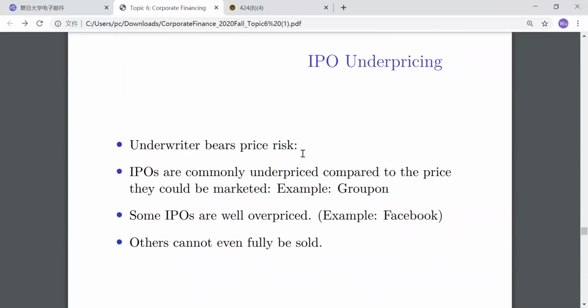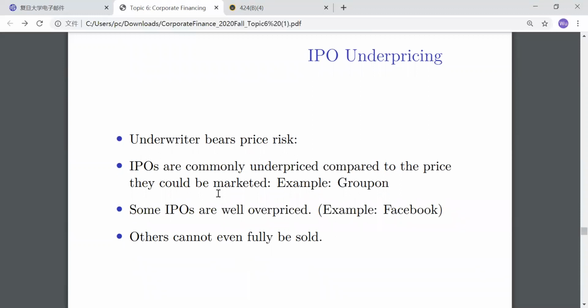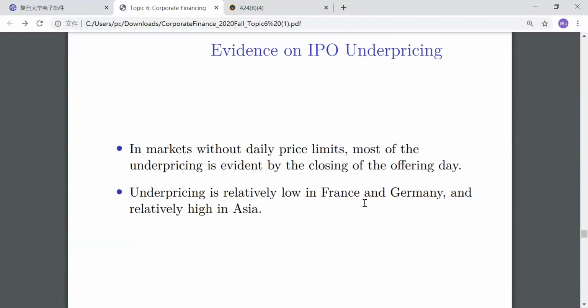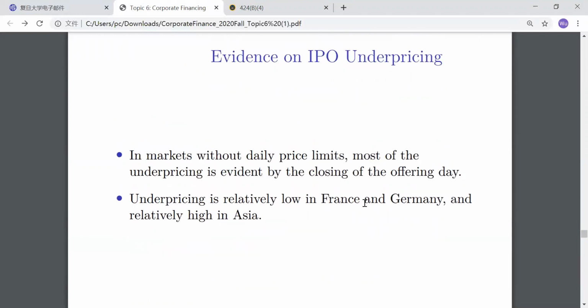A very famous phenomenon in IPOs is called IPO underpricing. So this is referring to the case where usually the first day return of an IPO stock is positive and it's very large, right? Which suggests that the offer price that the underwriter sets is kind of undervalued, kind of lower than the intrinsic value of the company, right? So of course, there are some other cases where IPOs are overpriced, like Facebook, right?